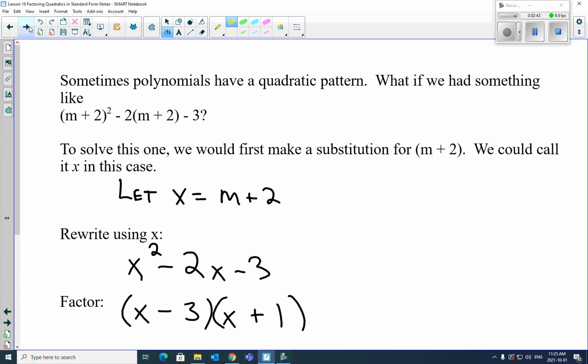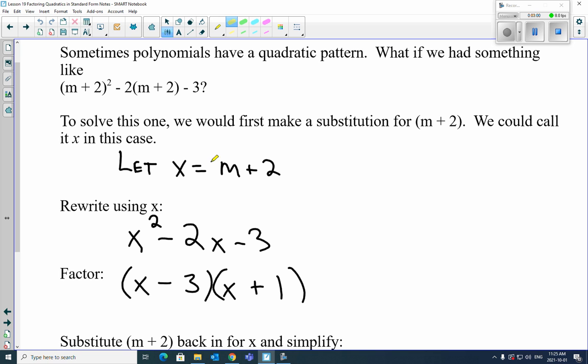Okay, next page. Now, sometimes you're going to get weird-looking polynomials that have patterns to them. Look at this one. Oh, okay, so instead of just a variable here, we got an m plus 2, and instead of a variable here, we have an m plus 2. Well, if you're struggling with that, take out the m plus 2 and just replace it with something you know how to use. So in this case, let's replace it with an x.